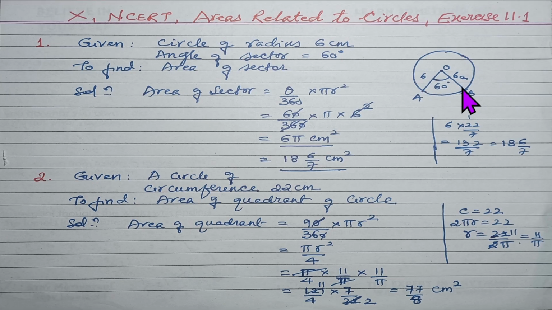The sector here is ABOA, and the angle subtended by the sector at the center, arc AB, is 60 degrees. Now we have to find the area of the sector ABOA. So the area of the sector ABOA is equal to theta by 360 into pi r square. Theta is 60 degrees: 60 divided by 360 into pi into 6 square. So that is 6 pi centimeter square, or 18 6 by 7 centimeter square. You can remember it as 6 pi centimeter square is the area of the sector.